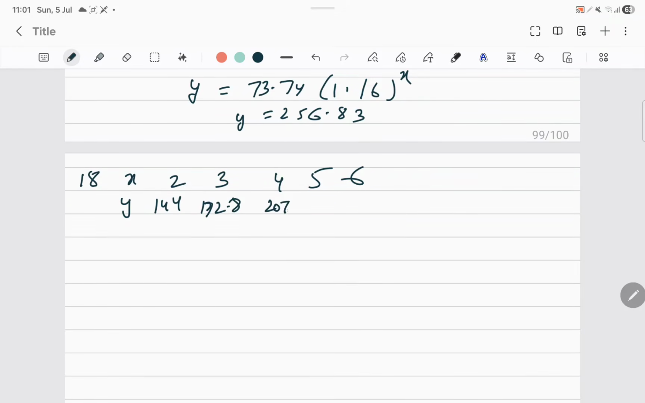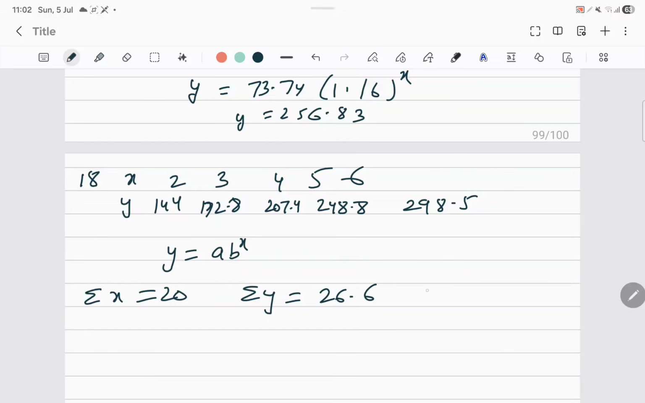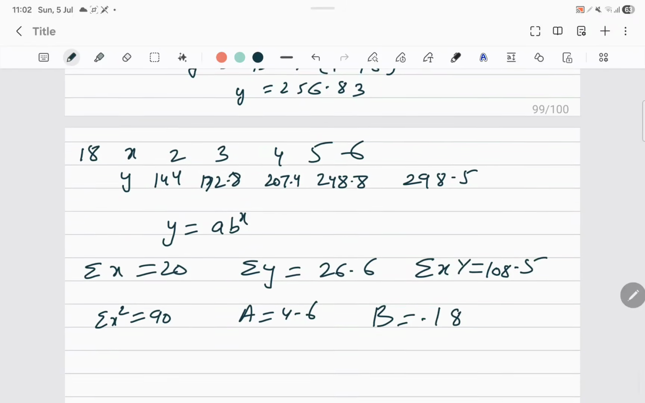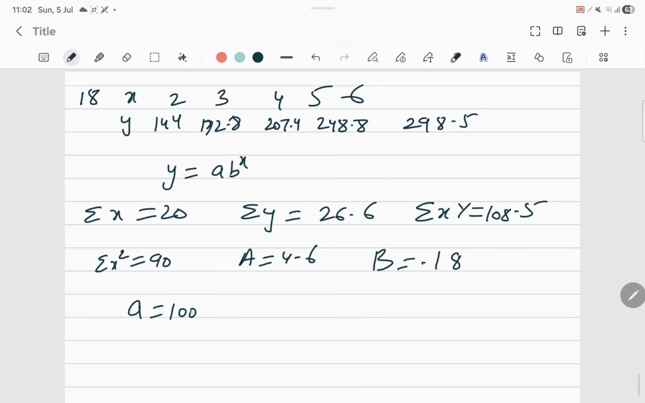and your y values are 144, 172.8, 207.4, 248.8 and 298.5, and they are asking to fit y is equal to a b to the power x, exactly same curve. So when you solve this, you will get summation x is equal to 20, summation y is equal to 26.6, summation xy is equal to 108.5, summation x square is equal to 90, capital A 4.6, capital B 0.18. So this will give me small a is equal to 100 and small b is equal to 1.2.